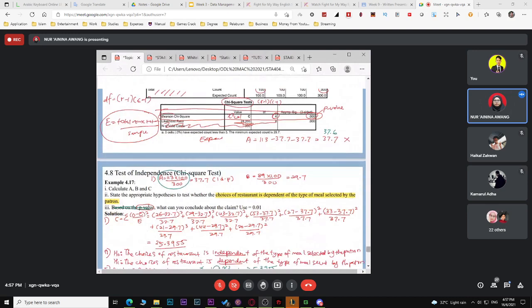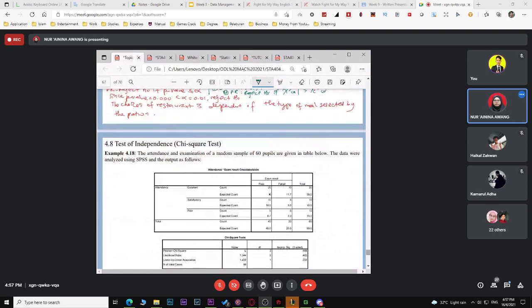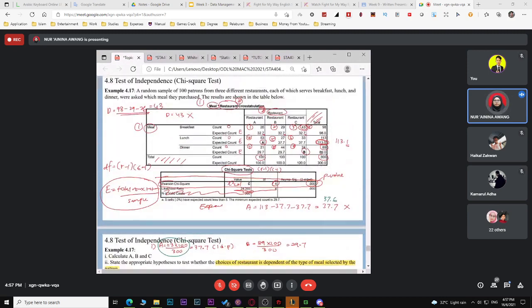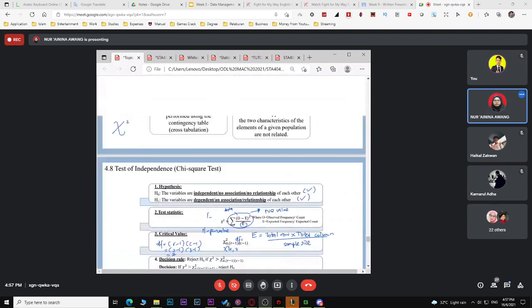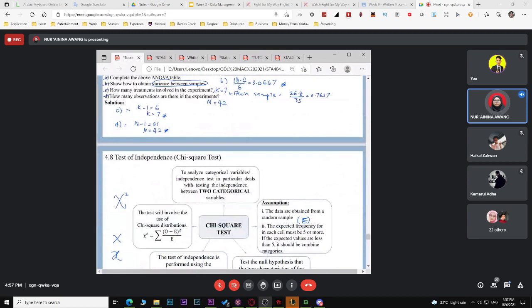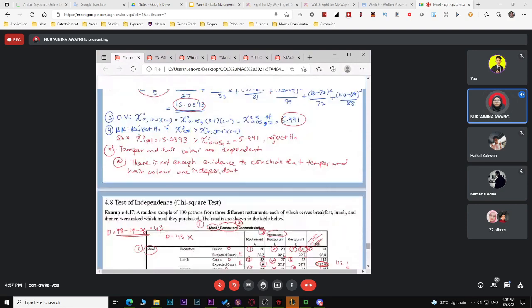Okay, so that is how to answer the question for the chi-square test. And the last one, okay, last example. For this example, when you have an SPSS output, as we know, the second assumption for the chi-square test says that the expected frequency for each cell must be 5 or more. So you need to check first the value for your expected frequency.